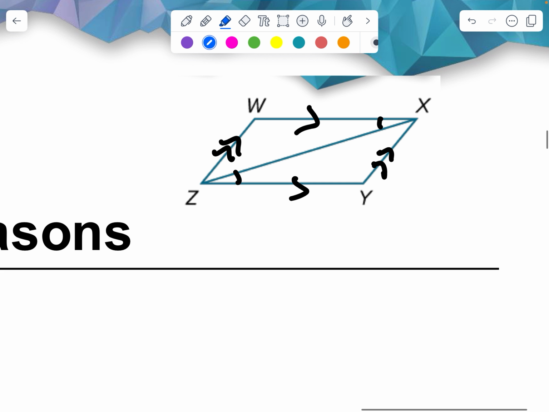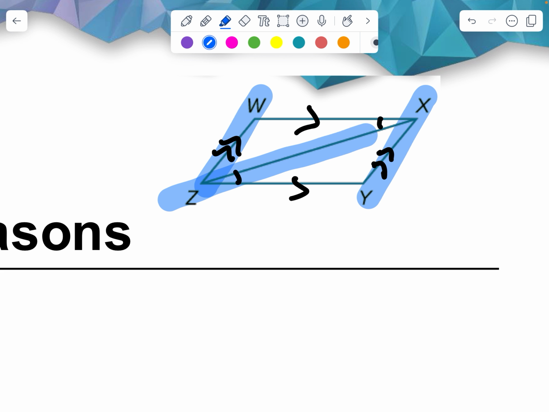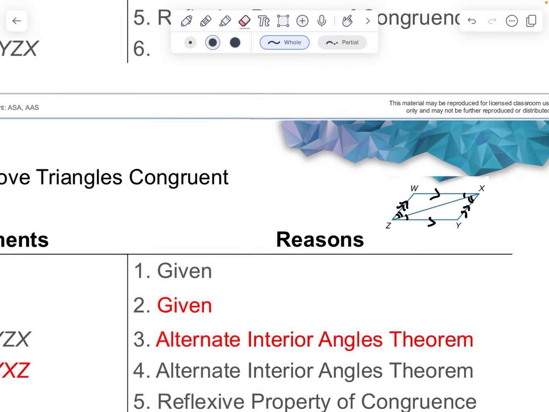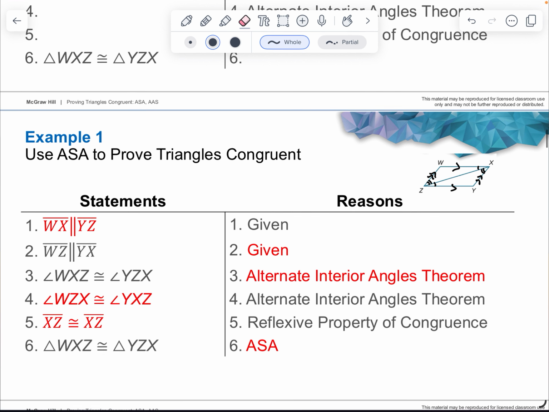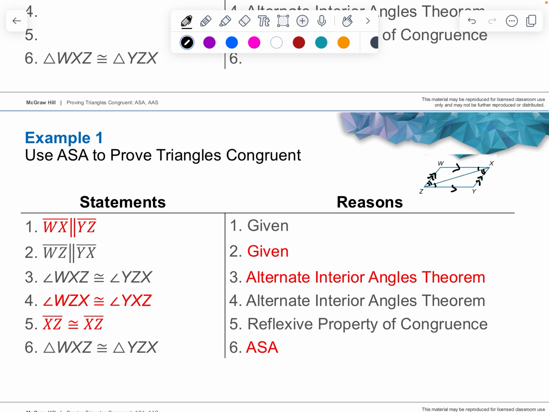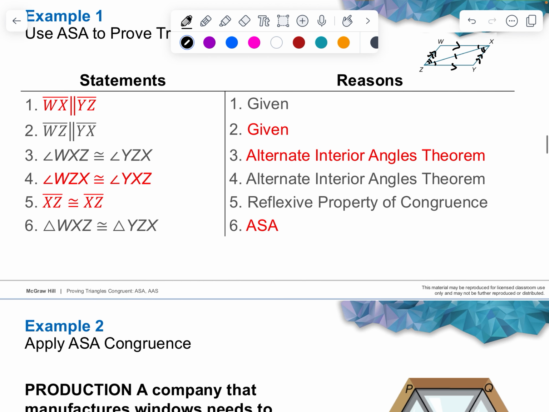And then if you're looking at these lines with this transversal, you've now got these angles congruent by alternate interior angles. There we go. So we got those sets of alternate interiors. And then finally, that reflexive is going to be that ZX in the middle. And that's your angle side angle. All right.